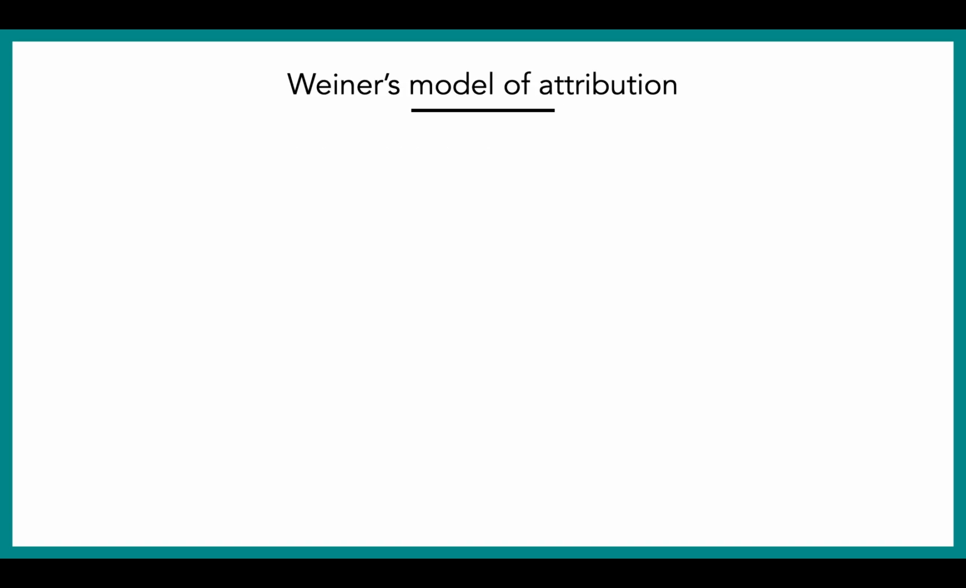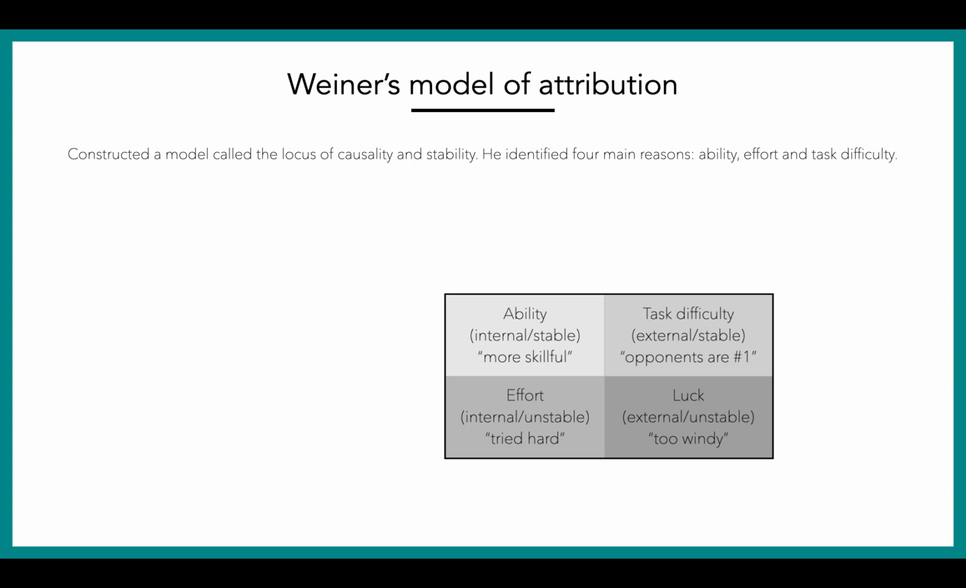So the first thing we're going to look at is Weiner's model of attribution. What Weiner did was he identified four main reasons: ability, effort, task difficulty, and luck. And he called the model the locus of causality and stability. He attempted to help identify the reasons for why people won or lost, and which reason they choose can mean different things. So here are the four reasons, and let's add this in to give more understanding.